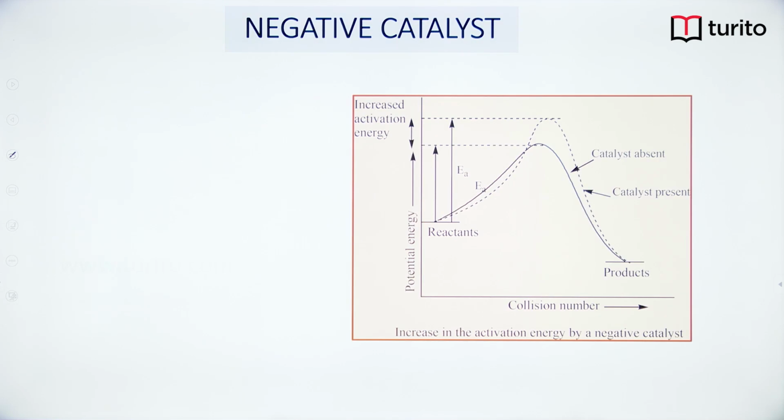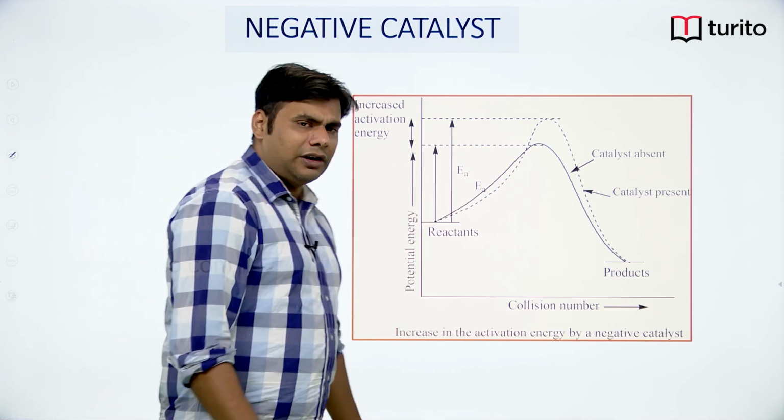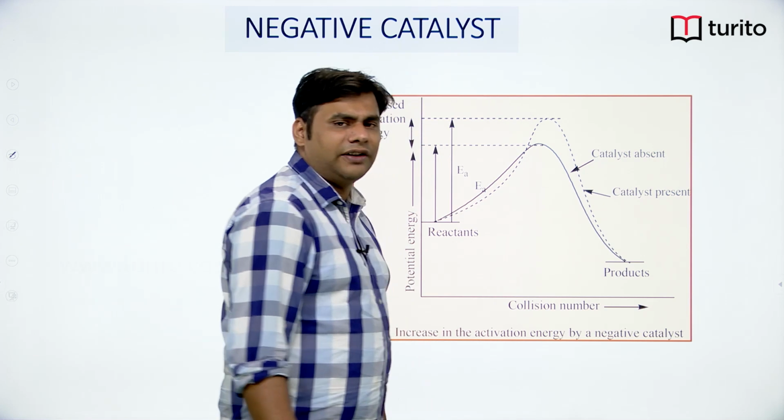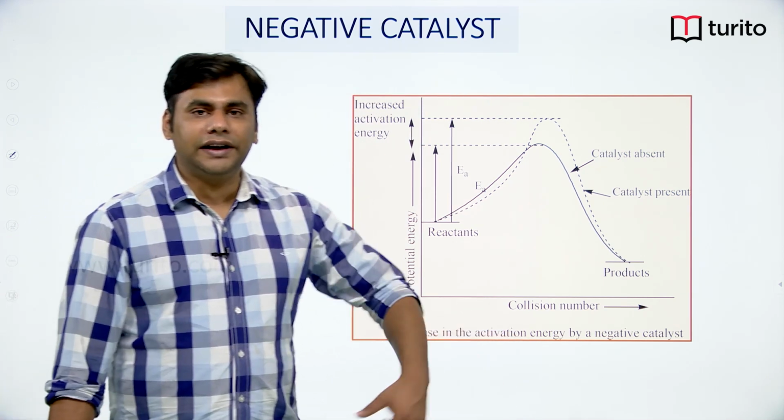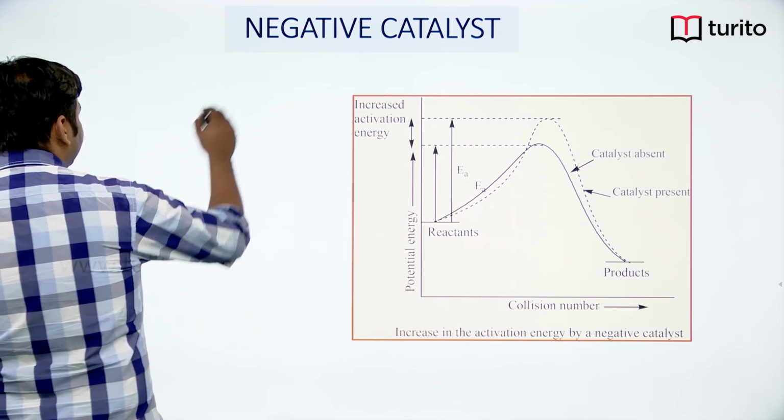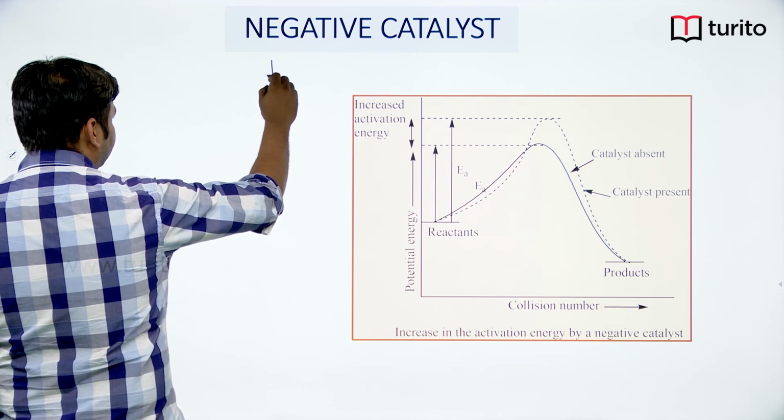Now sometimes we also need a negative catalyst. Now why do we need a negative catalyst? A negative catalyst is a catalyst that would decrease the rate of reaction. So basically this decreases the rate of reaction.